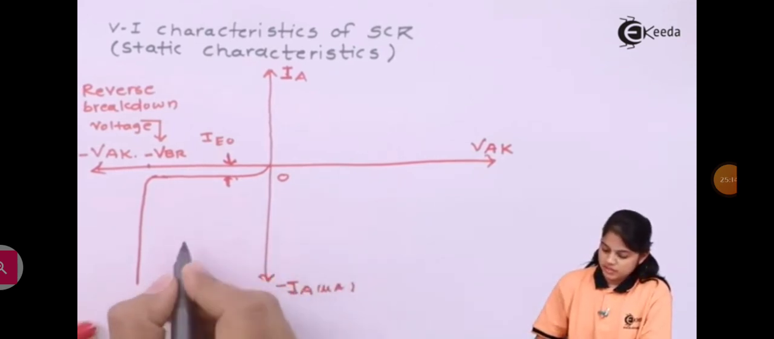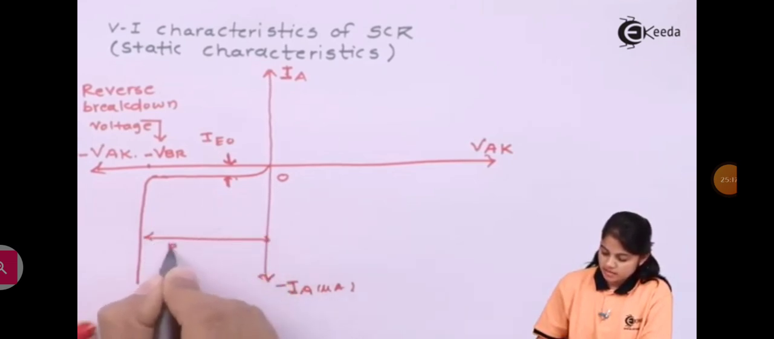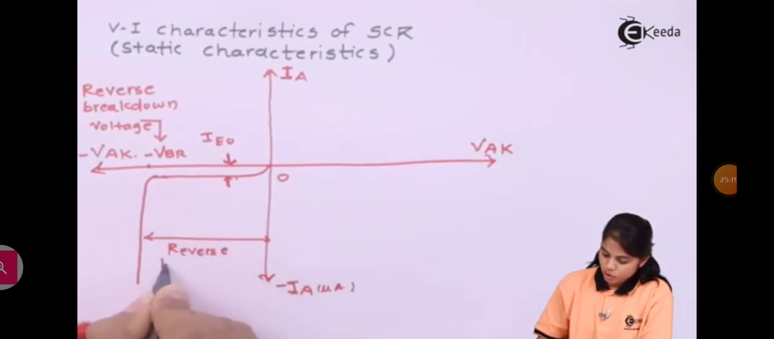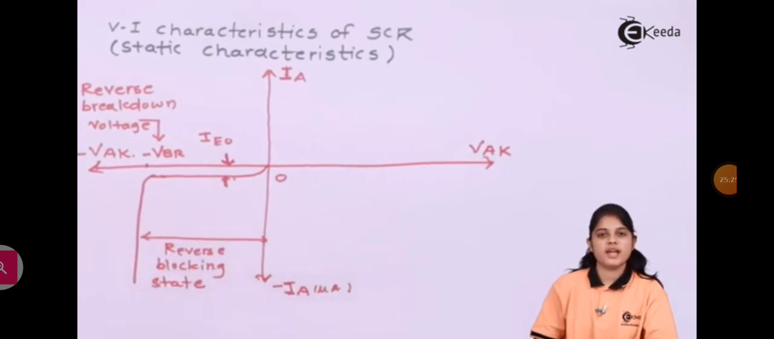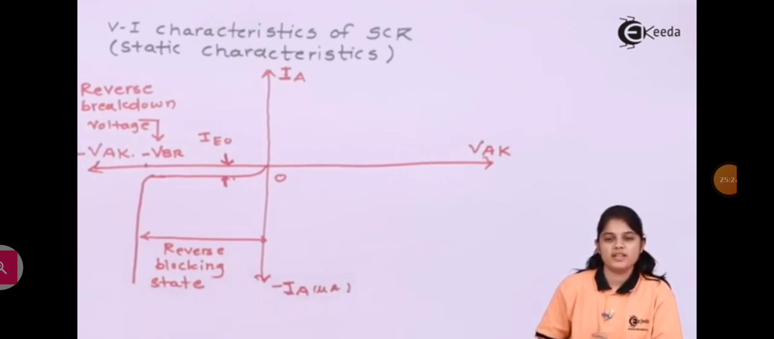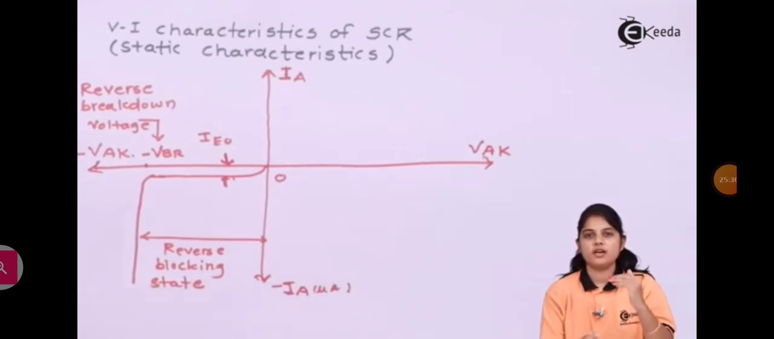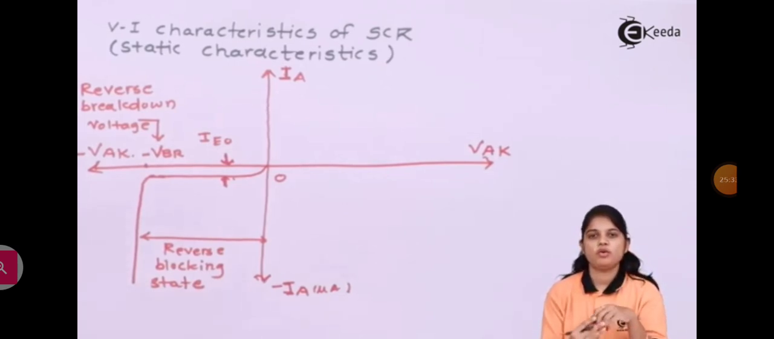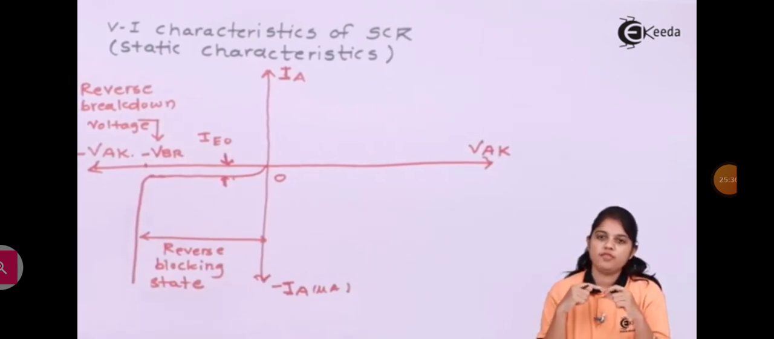So this particular region is known as the reverse blocking state. It is known as a reverse blocking state because it blocks the voltage across the SCR. The SCR does not turn on. Only a small amount of current can flow through the SCR. If you increase voltage beyond VBR, that is the breakdown voltage, then a large amount of current will flow through the SCR and that can damage the SCR. So the reverse blocking state or reverse condition of an SCR is not preferred.